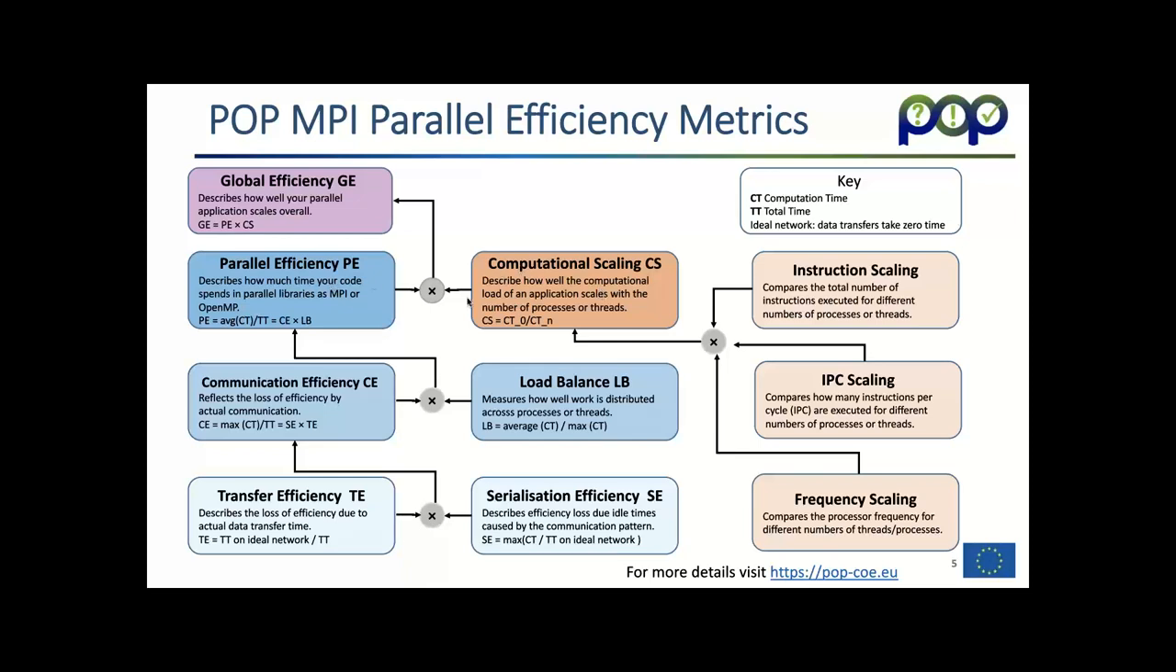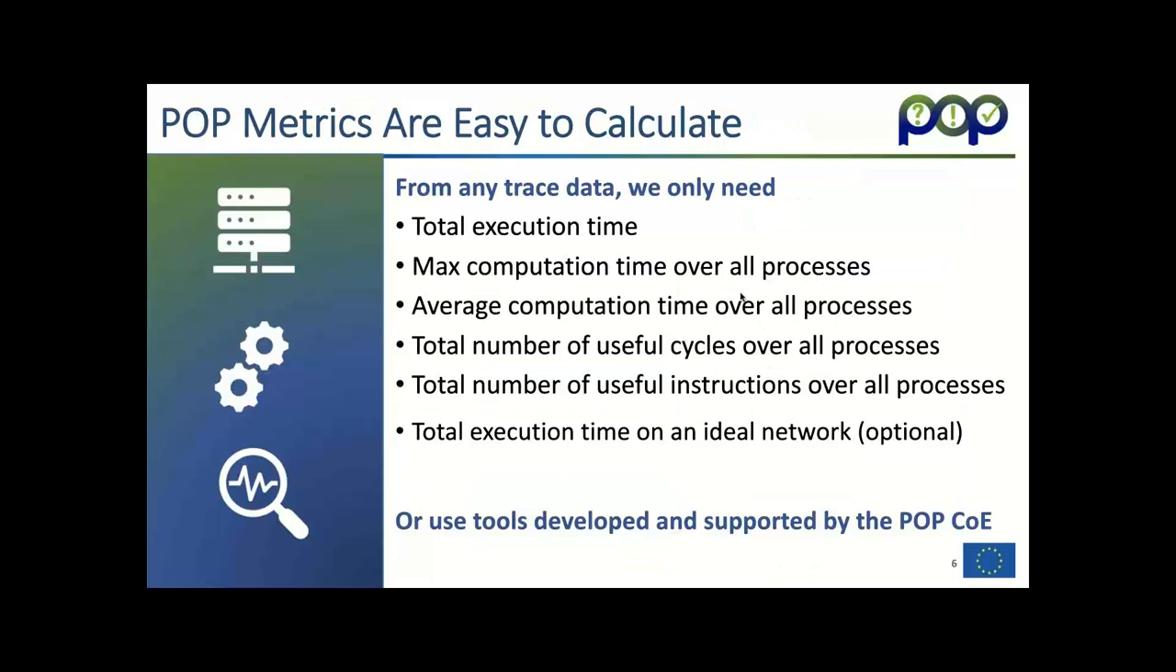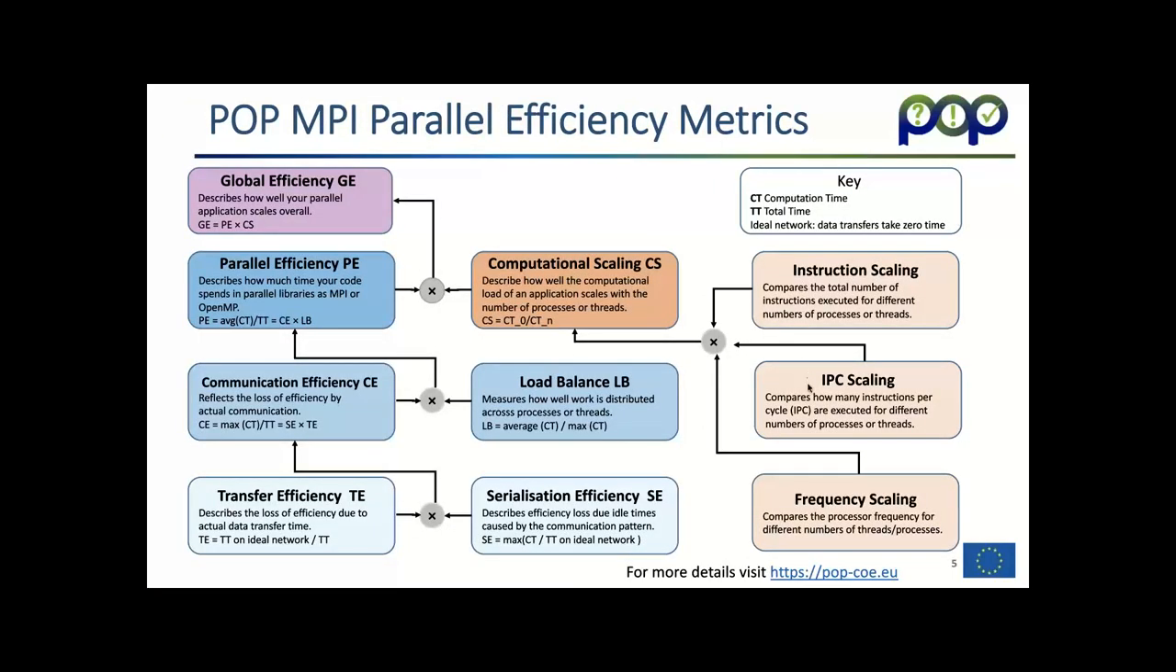And those metrics decompose again into submetrics. For example, let's continue here with computational scaling. If we spend more time doing computation, it can be because I actually do more instructions. That would be instruction scaling. Or I do the same number of instructions, but I do them less efficiently. This would be IPC scaling. Or nowadays, it can also happen that the frequency of your CPU varies as you scale. And then that would be frequency scaling.